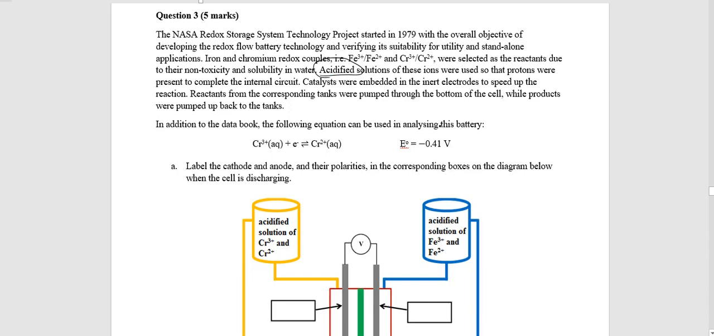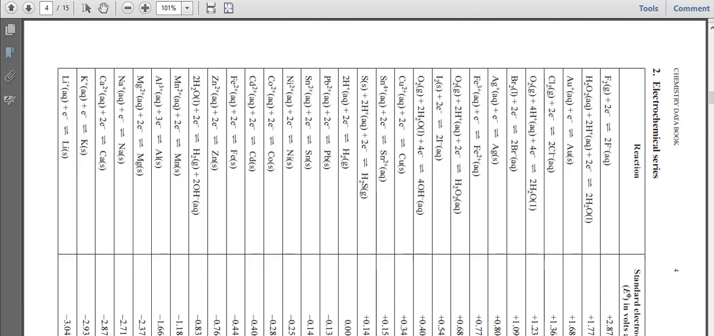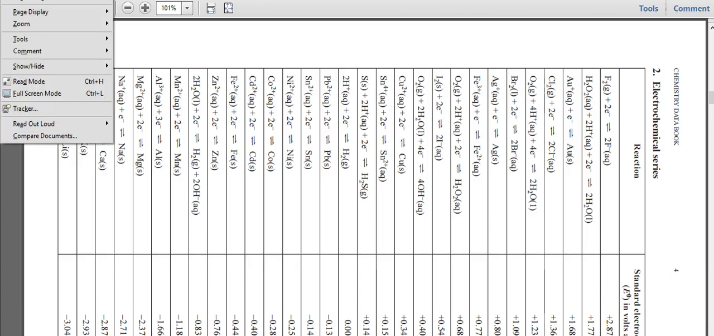Catalysts were embedded in the inert electrodes to speed up the reaction. Reactants from the corresponding tanks were pumped through the bottom of the cell, while products were pumped back up to the tanks. Now, in addition to the data book, you have this following equation. I'm just going to quickly pull out the data book to see what the E value is for iron 3 plus and iron 2 plus.